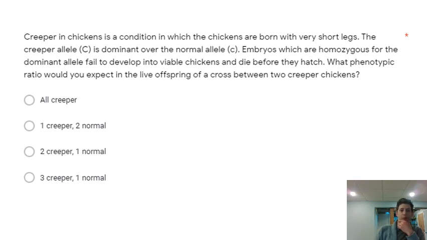Except remember, in this question, we tell you that homozygous dominant chickens die before they hatch. And we're asking about live offspring. And so what that means is if you think of a Punnett square with 4 outcomes, that one outcome of homozygous dominant gets crossed out because that's not a live chicken. So there's really 3 outcomes, and of those 3 outcomes, 2 of them would be creeper and 1 of them would be normal. So our answer is actually here, 2 to 1 ratio.